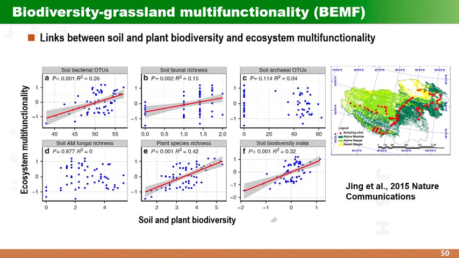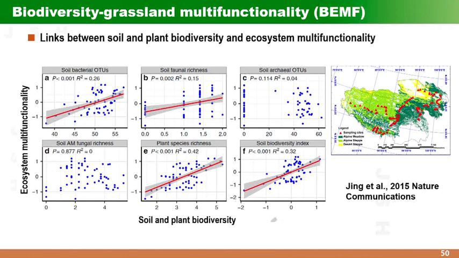We conducted the transect and measured soil bacteria, soil fungi, soil archaea, and arbuscular mycorrhizae diversity. We also measured plant species richness. All the multifunctionalities are positively linked to most of these taxonomic groups, but not linked to the soil archaea diversity.